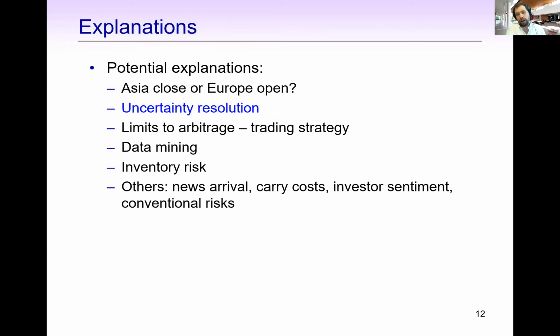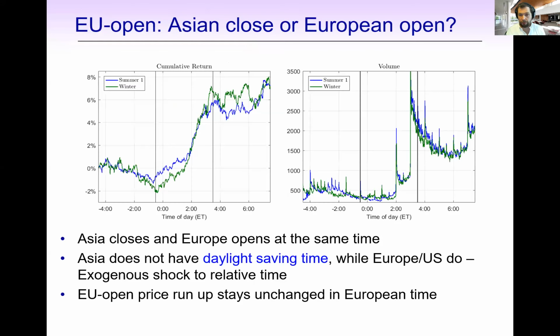Okay, let's move to the second part of the paper where we try to explain those EU Open returns. And we will first look at the European open versus Asian close. The problem here is there are two most important recurring events during this period, but they occur at the same time. So, for example, Frankfurt opens at 2 a.m., and some Asian markets close at exactly the same time. Luckily for us, Europe and US observe daylight saving time while Asia does not. So what it means is there will be a 1 hour shift during half of the year.